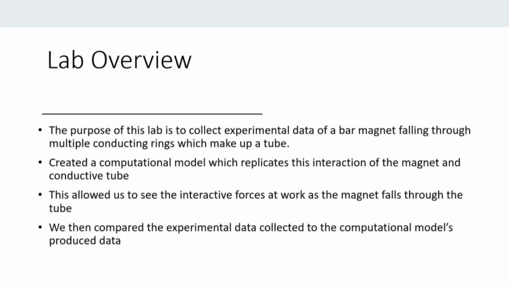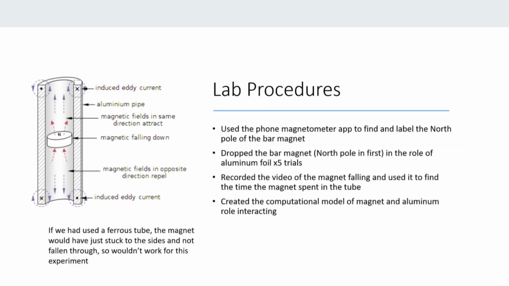Quick lab overview. The purpose of this lab was to collect experimental data of a bar magnet falling through multiple conducting rings which make up a tube. We created a computational model which replicates this interaction of the magnet and conductive tube, and this allowed us to see the interactive forces at work as the magnet falls through the tube. We then compared this experimental data to the computational model's produced data.